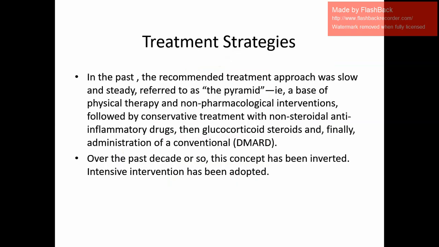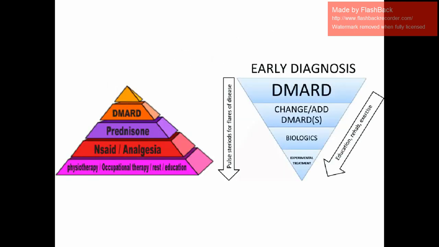Coming to treatment strategies, in the past, about 1 to 2 decades ago, the recommended treatment approach was slow and steady. It was referred to as the pyramid, where the base of physical therapy and non-pharmacological interventions was then followed by conservative treatment with NSAIDs, glucocorticoids, and finally DMARDs. But in the recent decade, this concept has been inverted and intensive intervention has now been adopted. The one on the left is the old pyramid, the one on the right is the new one.